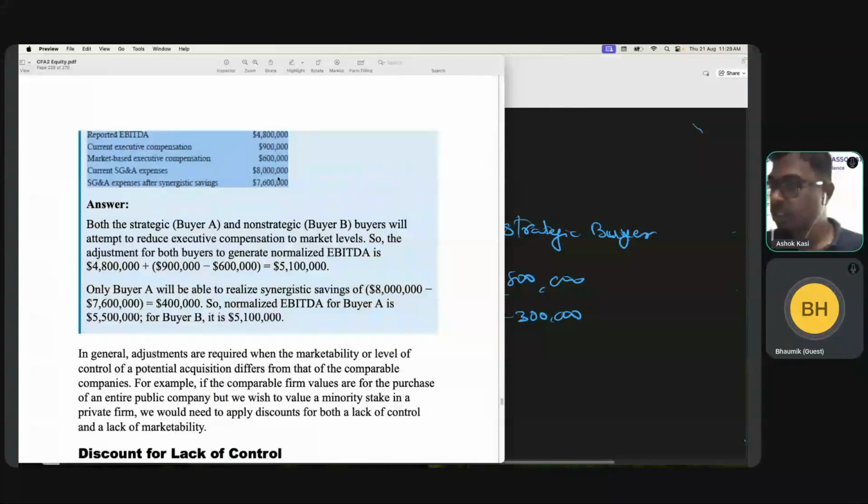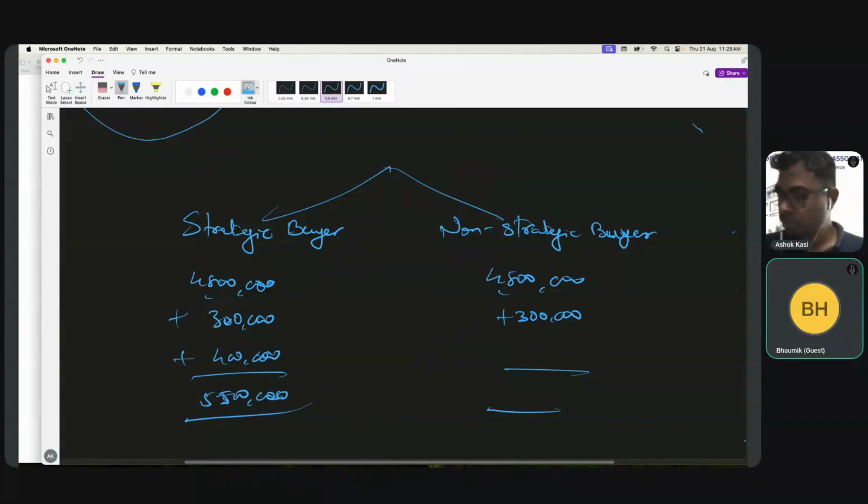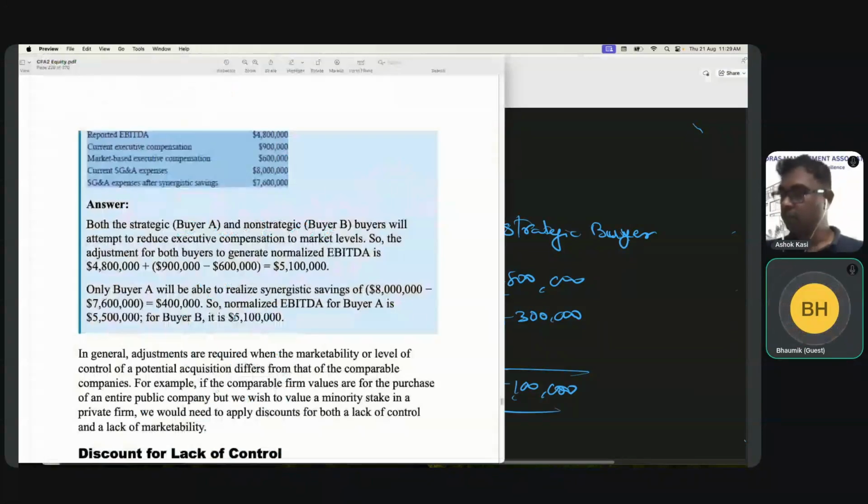Then current SG&A expenses 8 million and current SG&A expenses after synergy. After synergy, the strategic buyer will get 400, he will save more. The non-strategic buyer is not going to save that amount. So 5.5, you calculate now. 5.5. And that is 5.1. So this is what they will earn.